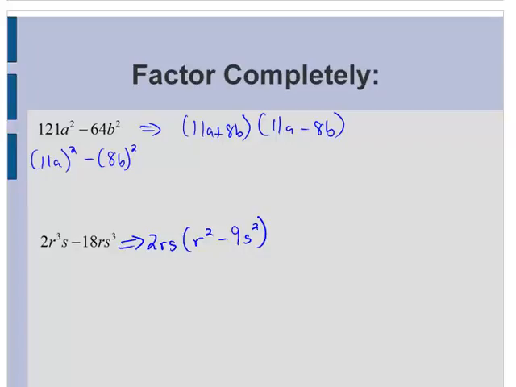Now, focusing on the binomial, that's r squared minus 3s squared. And so this can be factored completely as 2rs by r plus 3s. Sorry, I wrote an r squared instead of a 2rs. So we have 2rs by r plus 3s by r minus 3s.